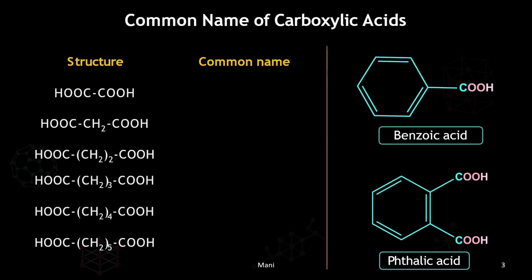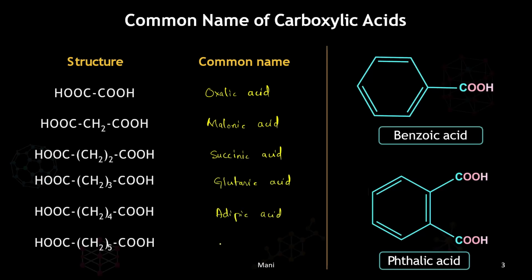The common name for this is oxalic acid. This is malonic acid, if there is a single methyl group between the two carboxylic acid groups. And this one is succinic acid. This one is glutaric acid. This is adipic acid. And finally, this one will be pimelic acid. You can see here the benzene with COOH is benzoic acid, and the benzene with two COOH groups is phthalic acid.